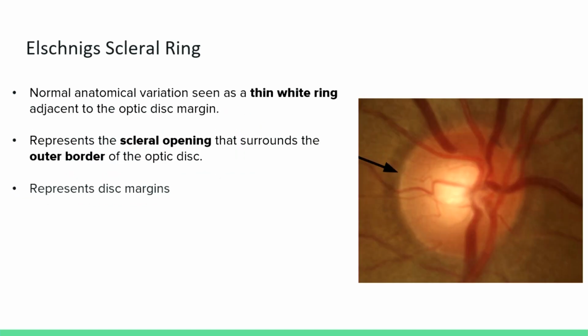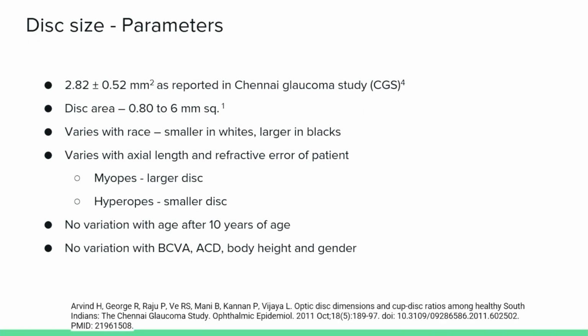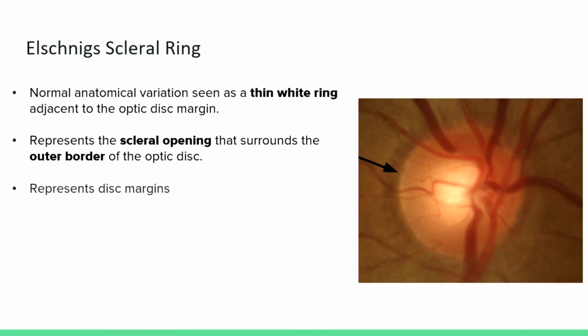Now firstly the scleral ring. It is a normal anatomical variation seen as a thin white ring adjacent to the optic disc margin, this one. It represents the scleral opening that surrounds the outer border of the optic disc. Basically, it represents the disc margins. So when you're measuring the disc size, you will measure just inside the scleral ring.